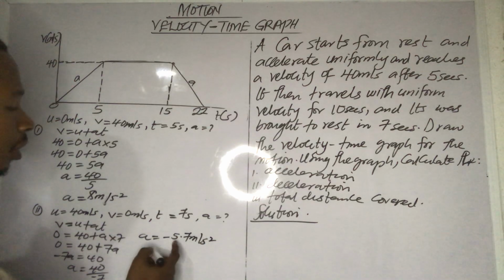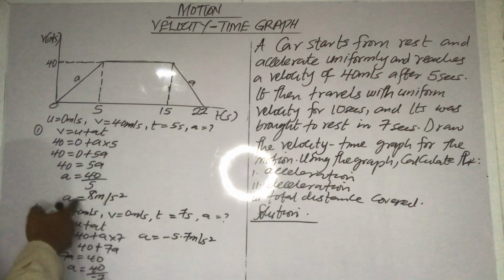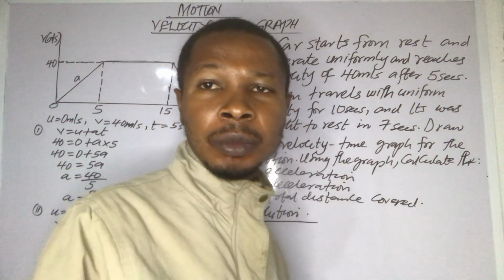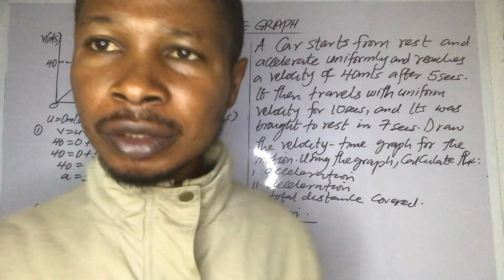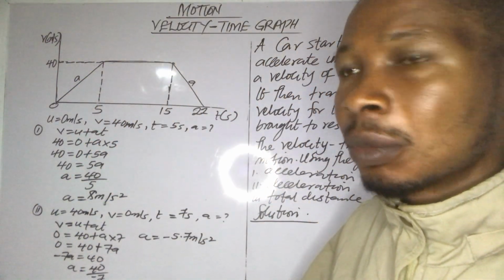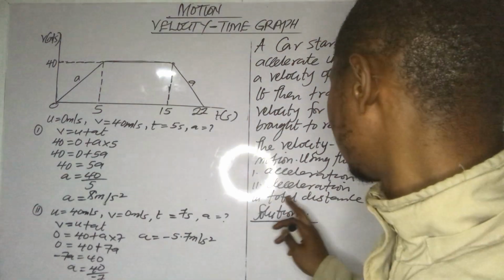You see that the acceleration is negative here and the acceleration is positive here. So acceleration and deceleration have the same symbol but different sign. So this is about the way you get acceleration and deceleration. But now they say you find the total distance covered.